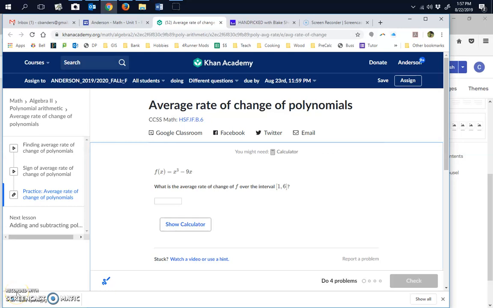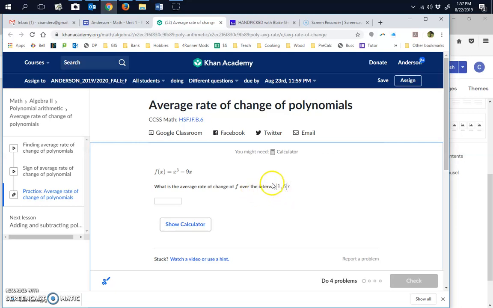Our average rate of change of polynomials. All right, so we have f of x equals x to the third, or x cubed, minus 9 times x. What is the average rate of change of f over the interval 1, 6? So our function is f, function of x up here.